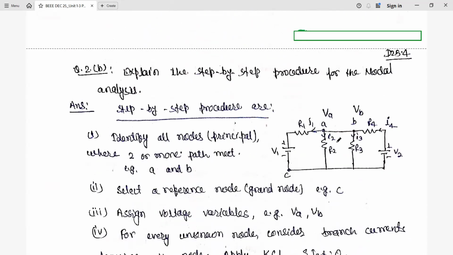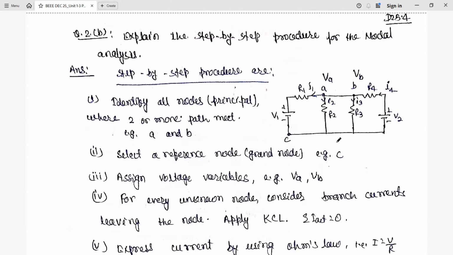Okay. Next, we have explained the step-by-step procedure for the nodal analysis. Generally, there is a maximum chance they will ask you numericals also, if the question is easy, like this question. So first step, we need to identify how many principal nodes are here. And what is the node? It is the point where 2 or more paths meet, that we are going to get as the node.